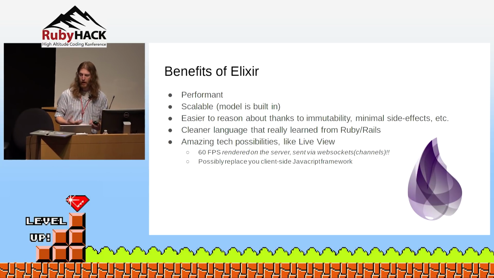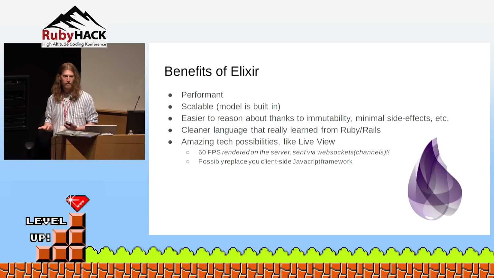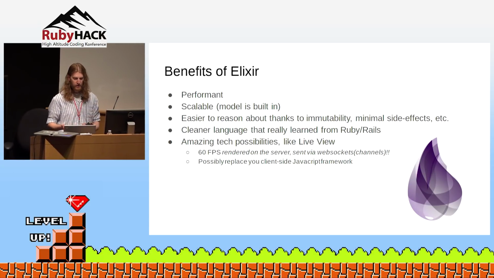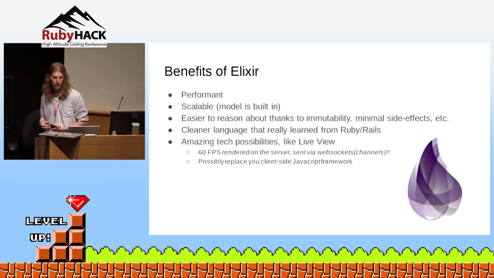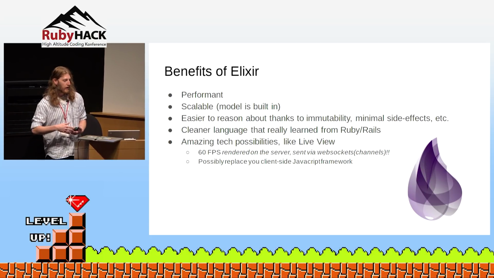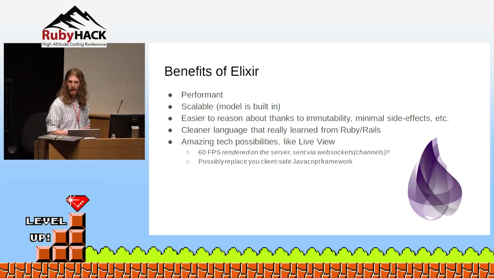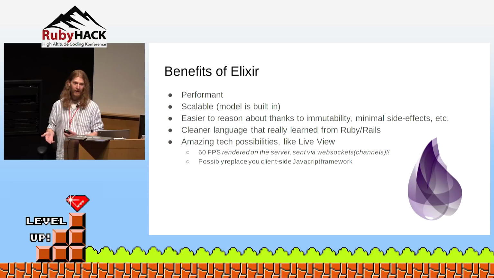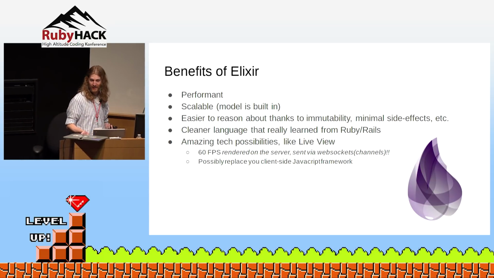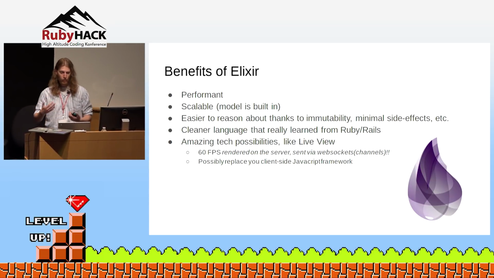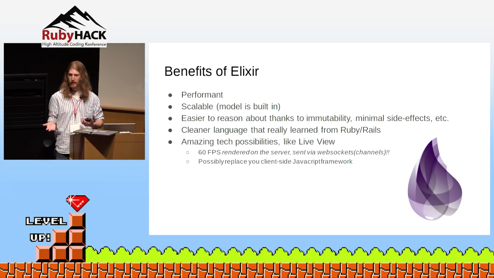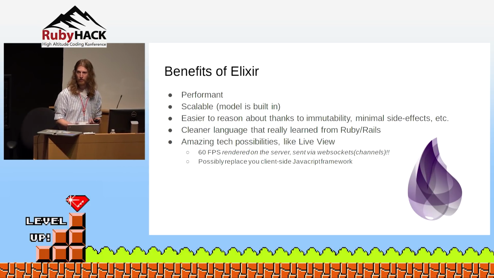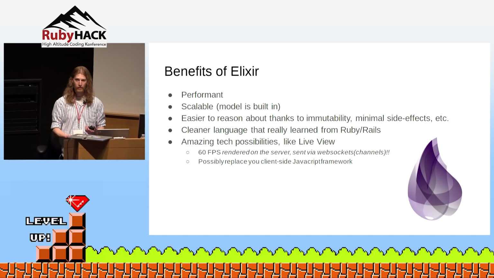But there's some amazing tech possibilities that Elixir and Phoenix will essentially give you for free. Things like LiveView. If you guys haven't heard of that, this was demoed last year at ElixirConf by Chris McCord, who's the guy that wrote Phoenix. And he demoed 60 frames per second animation being rendered on the server. Rendered on the server. I'm going to say that twice for effect. It's amazing. One of the implications of this is that it's still early days, but there's plenty of proofs of concept out there. You could potentially replace your client-side JavaScript framework with server-side rendering in Elixir.